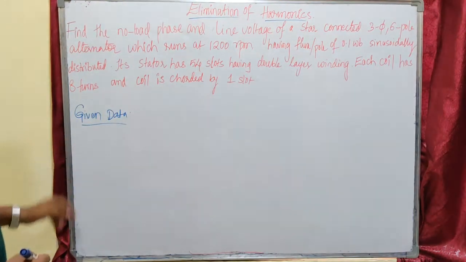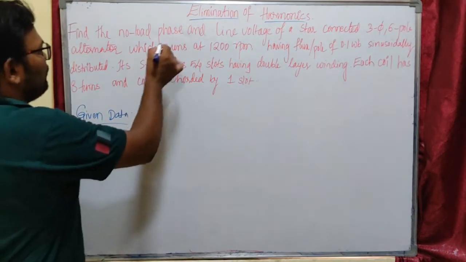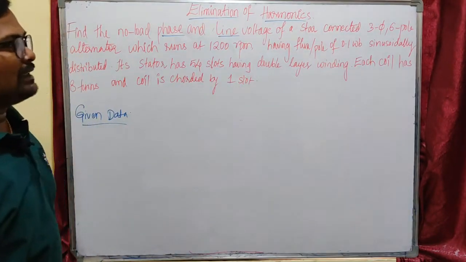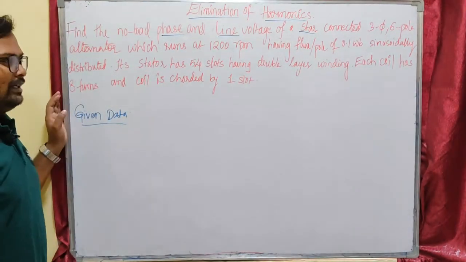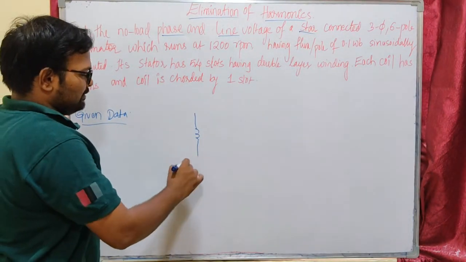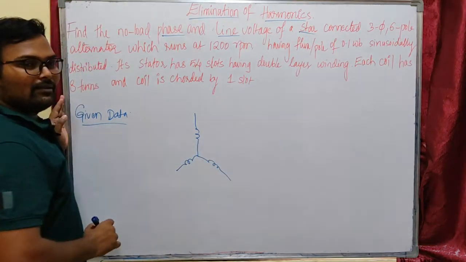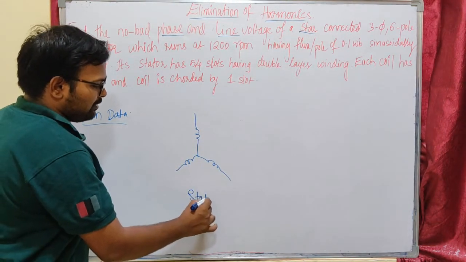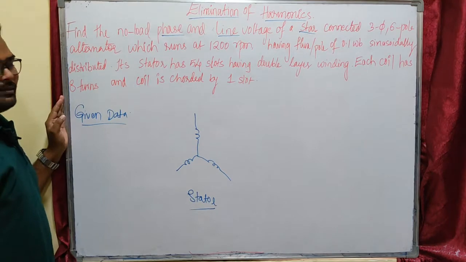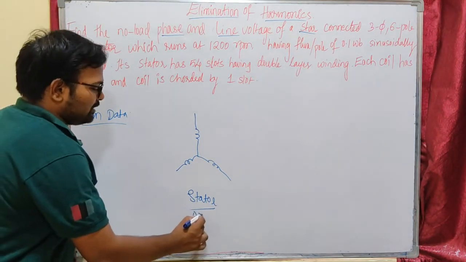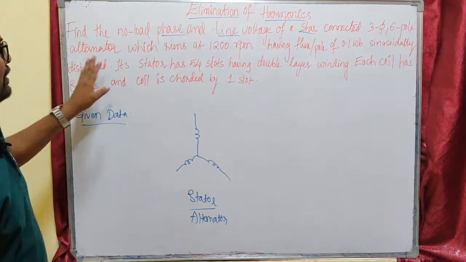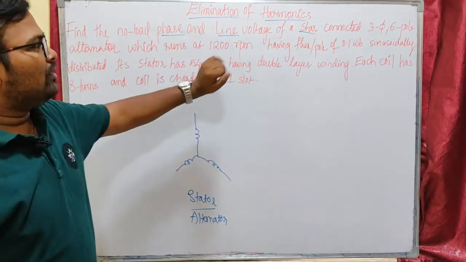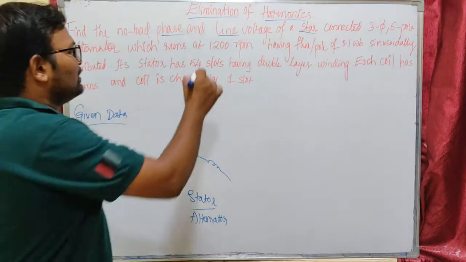The problem is saying: find the no load phase voltage and line voltage of a star connected 3-phase 6-pole alternator. Our machine is a star connected alternator. Star connection means it is the stator connection. It is an alternator, that means a generator. It is a stator star connected 3-phase generator which runs at 1200 rpm. The speed of the machine is 1200 rpm.